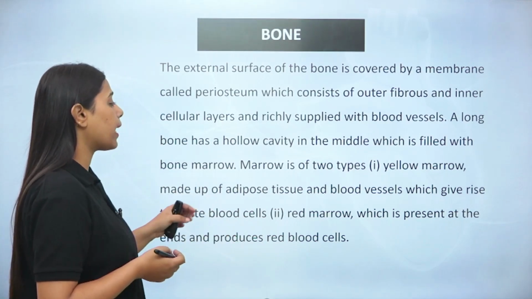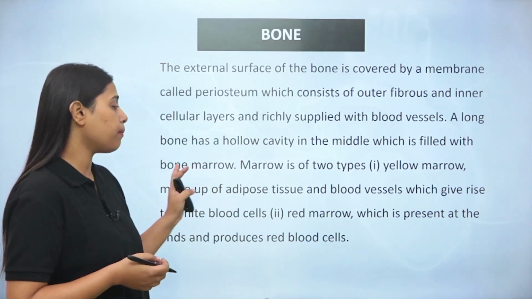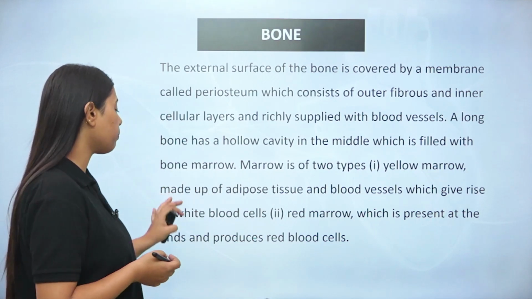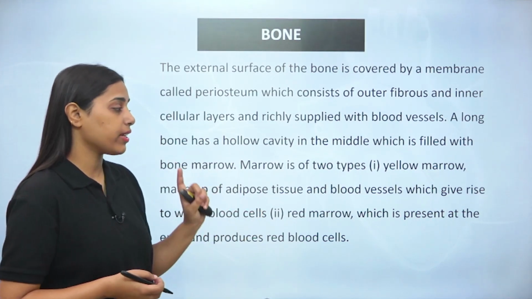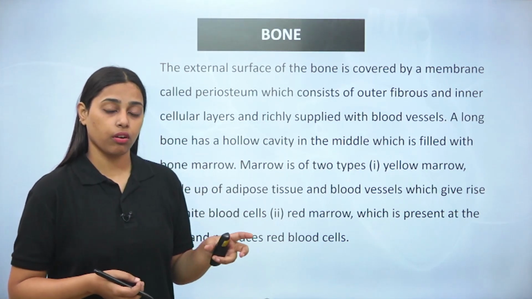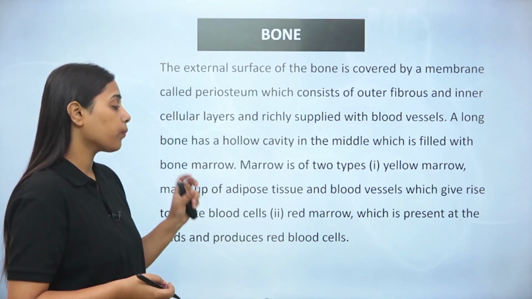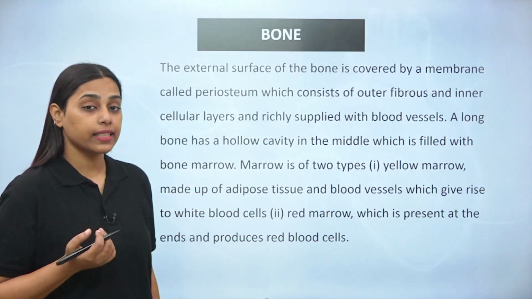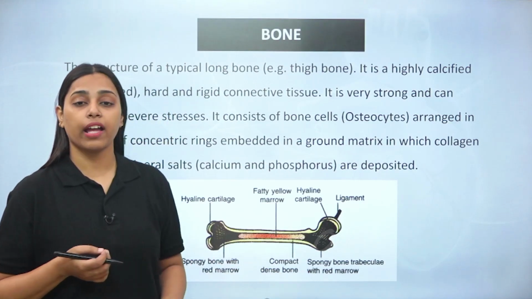A long bone has a hollow cavity in the middle, which you just saw, which is filled with the bone marrow, the yellow bone marrow. Marrow is of two types. Yellow marrow is made up of adipose tissue, that is fat cells only, and blood vessels which give rise to white blood cells. So there is formation of white blood cells from the yellow marrow, and the red marrow which is present at the ends is utilized in producing red blood cells. So these are the ends which have red marrow.